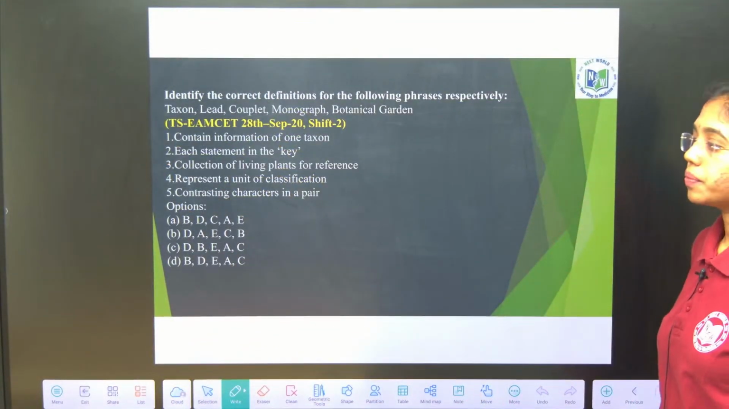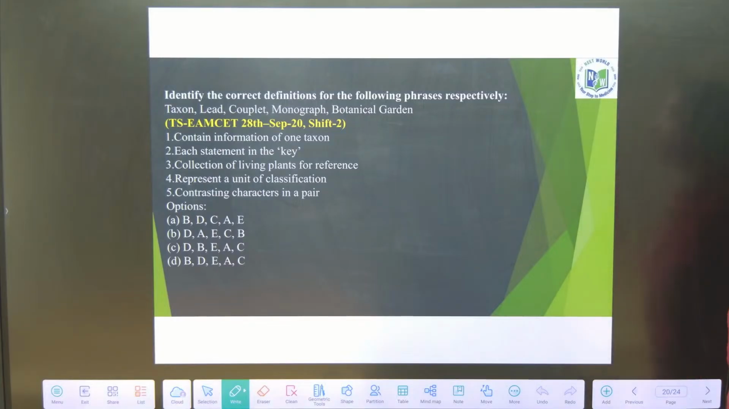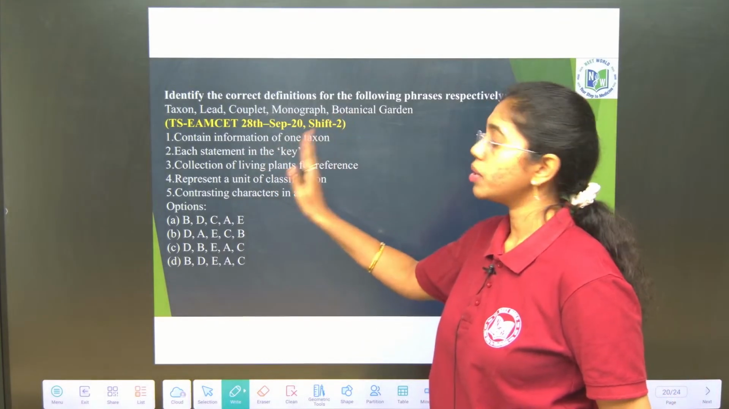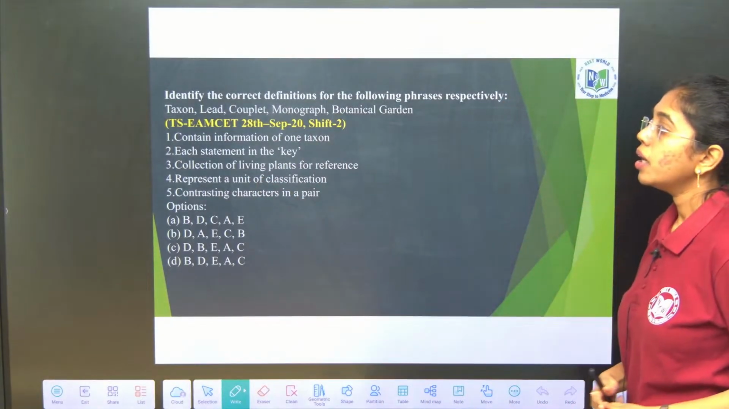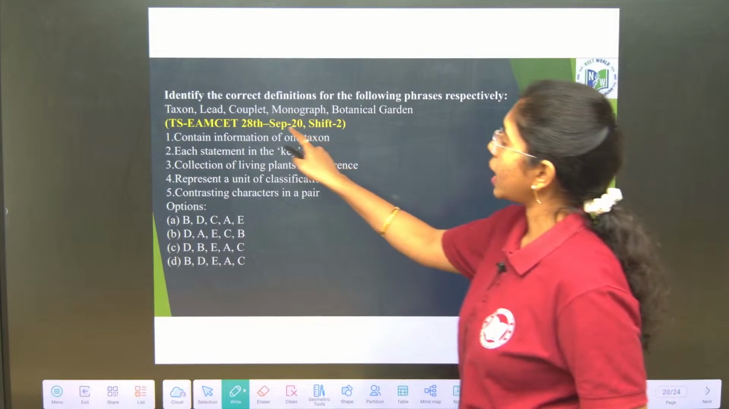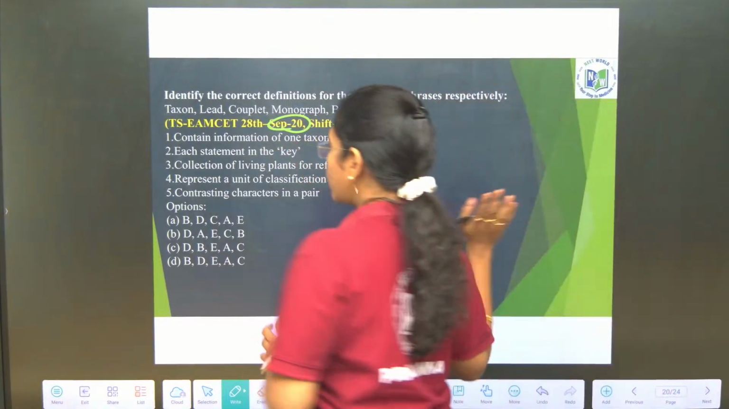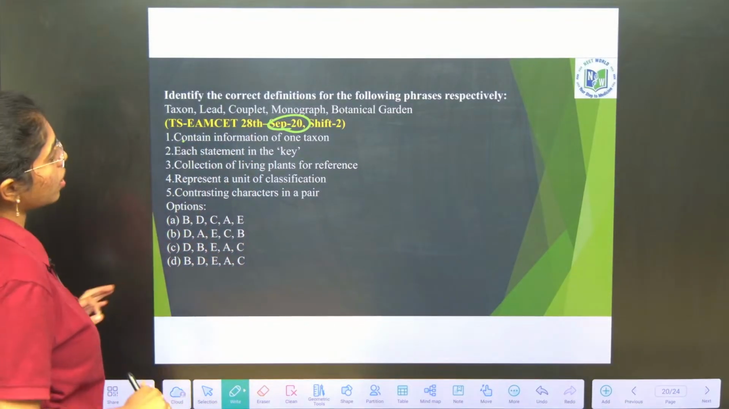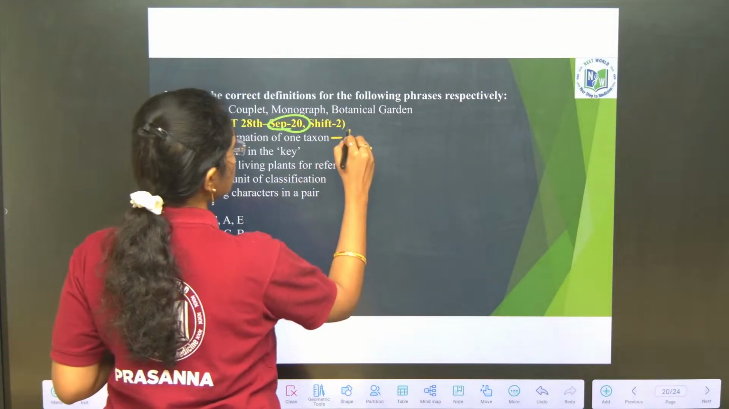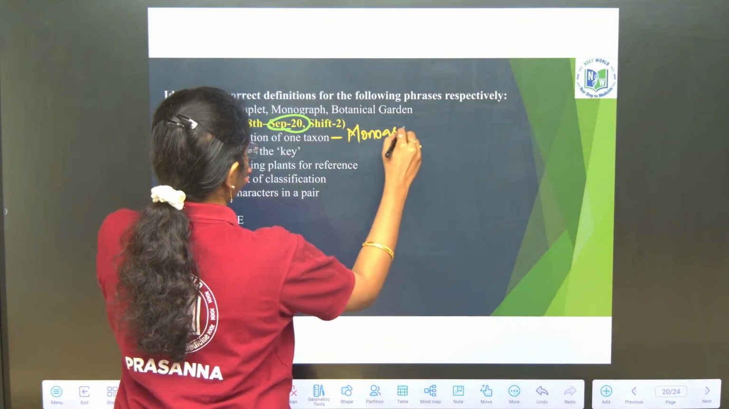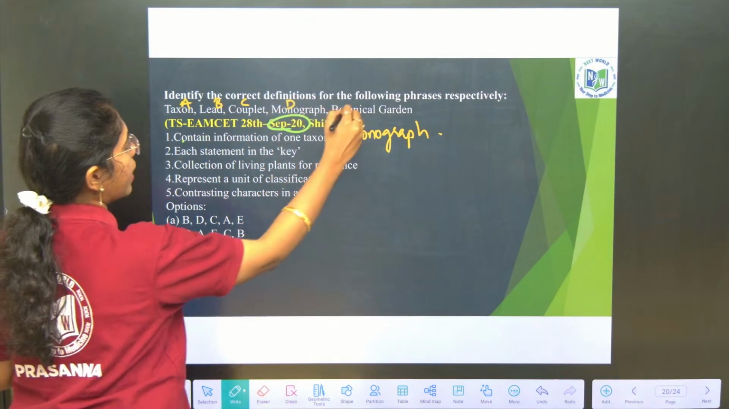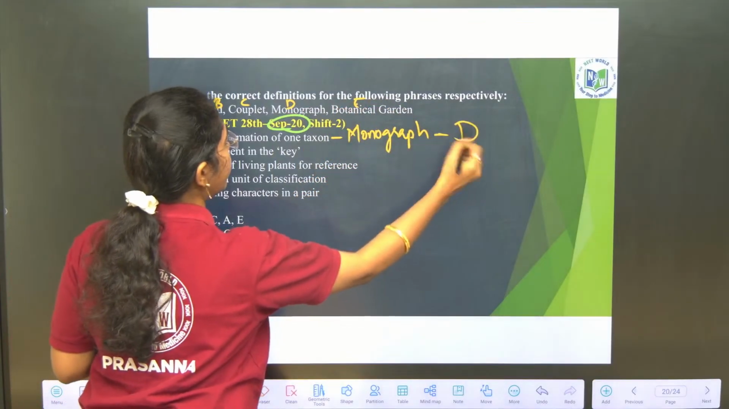look at this question. Identify the correct definitions for the following phrases respectively. Again, the definition of each term is important, as I told you. This question was asked in the year 2020. First you see, contains information of a single taxon. Single taxon is what? Monograph. So let us mention options A, B, C, D and E. First you can go with D, monograph.